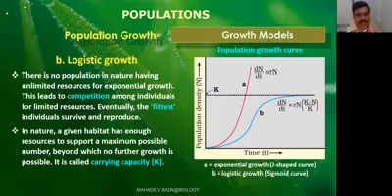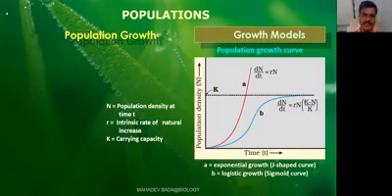The dotted line that you can see in the graph is indicated with K. That means carrying capacity. Carrying capacity means no further growth will be possible. Therefore, this is called the logistic growth curve. Remember, the logistic growth curve is more realistic compared to the exponential growth.